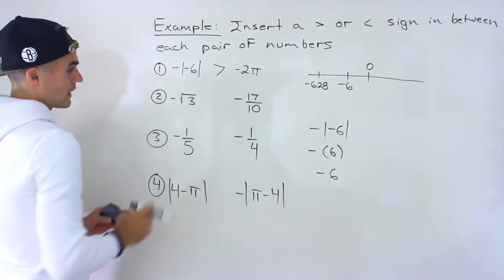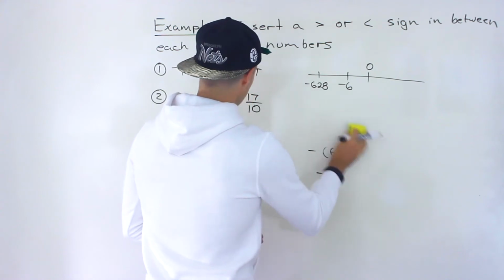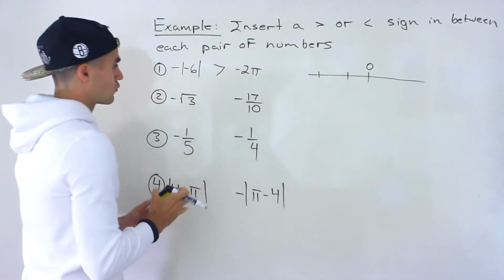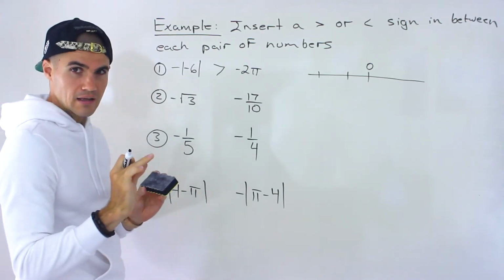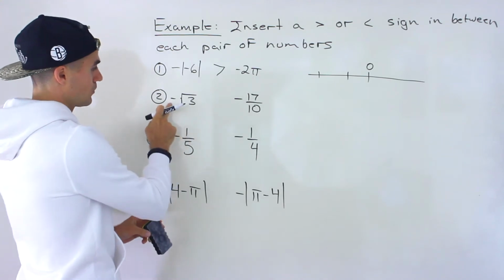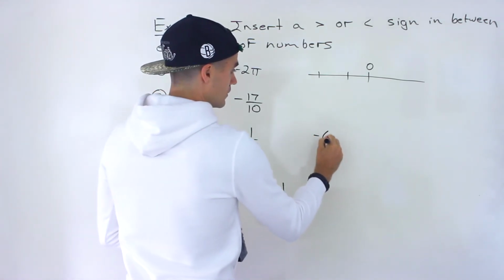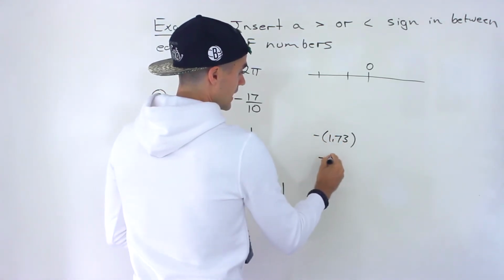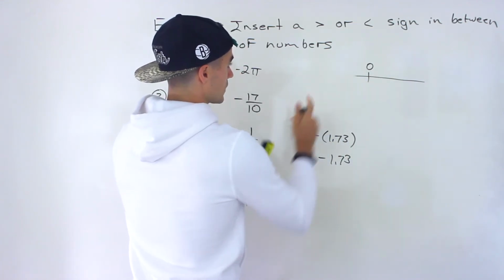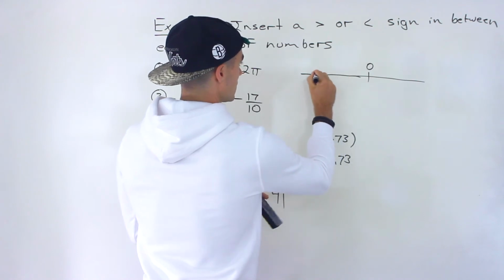Now over here we've got -√3 and then -17/10. Now √3 is around 1.73. But when we have this negative in front, it changes to -1.73. So that's going to be, if we erase this over here, that's going to be over here.